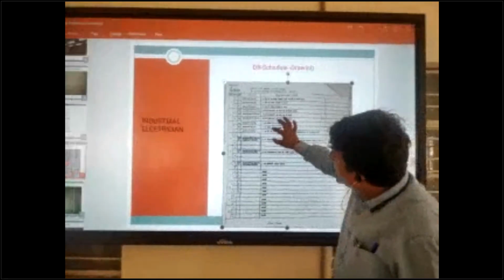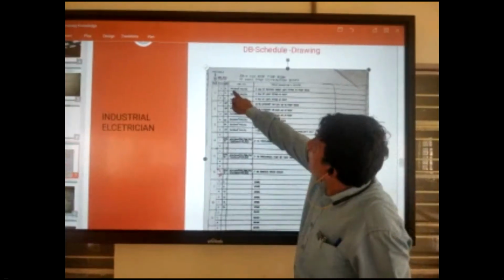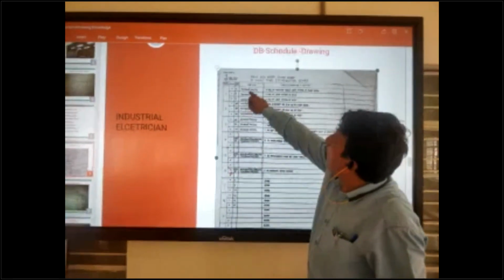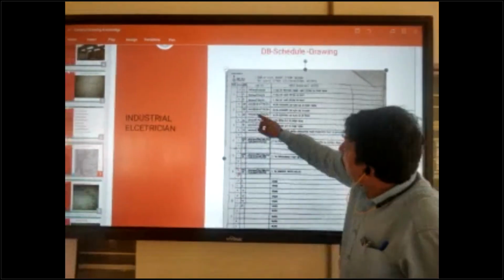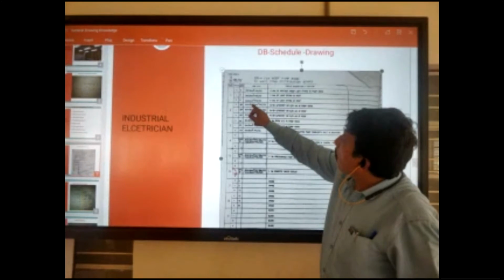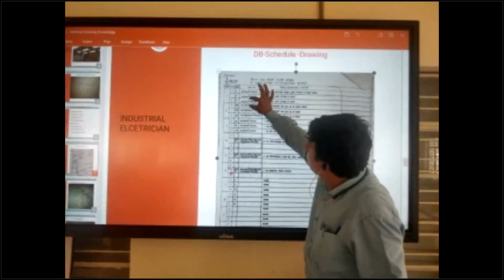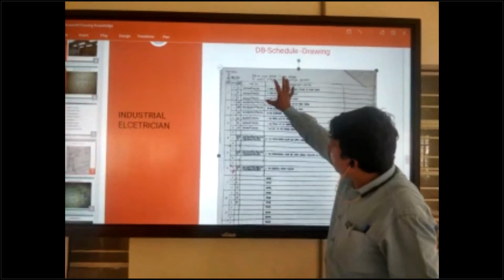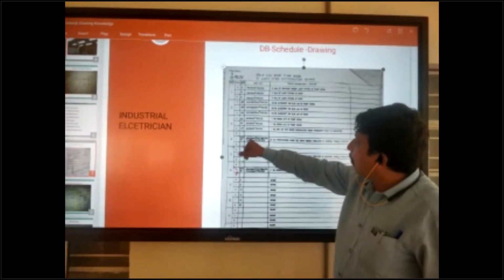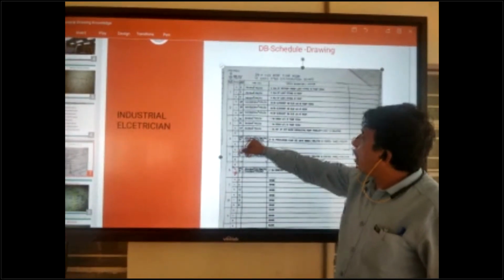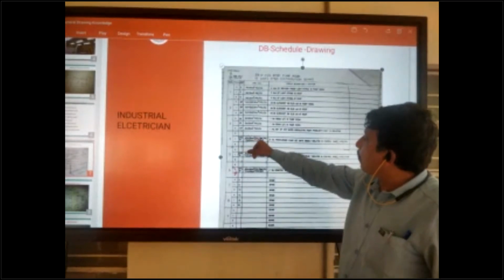Another one is also there. So we have completed 3 into 2.5 mm square, and another 4 into 4 plus 2 into 2.5 mm square. This is complete. Okay, these two we have completed. Now the next one is written as 4 into 2.5 mm square PVC.